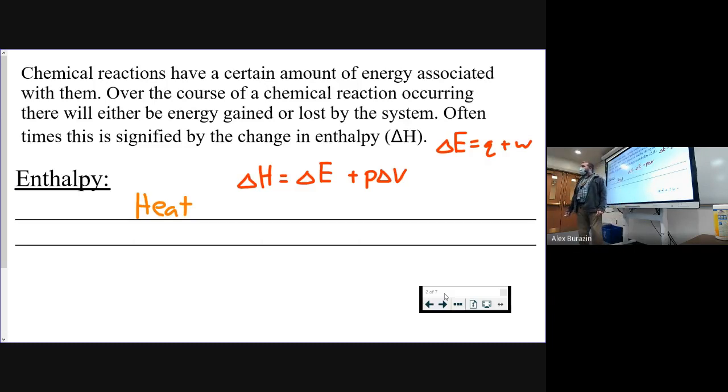volume. Now, this term right here in chemistry is known as work. This is going to get a little confusing. Hang with me. Okay? The enthalpy equals the change in energy plus the work.